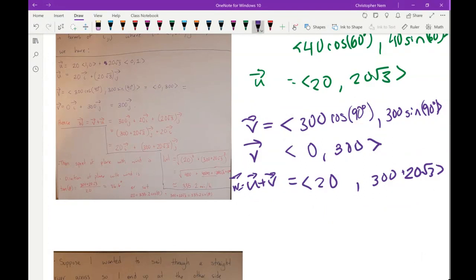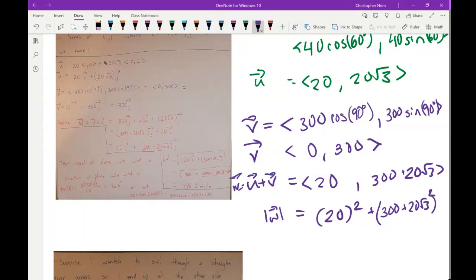So to get the direction and true speed, well, calculate the magnitude. That will give the true speed. The magnitude is calculated as 20 squared plus the other component squared, all square rooted. Sum the components squared, then take the square root.